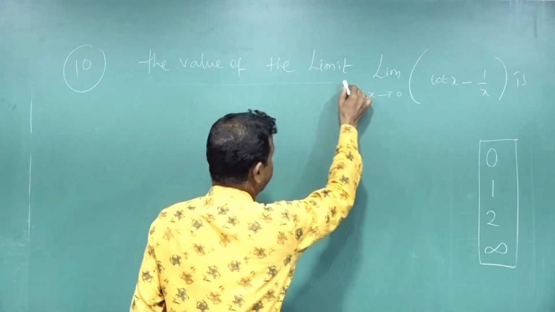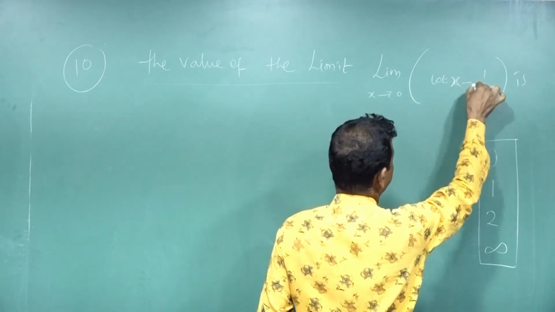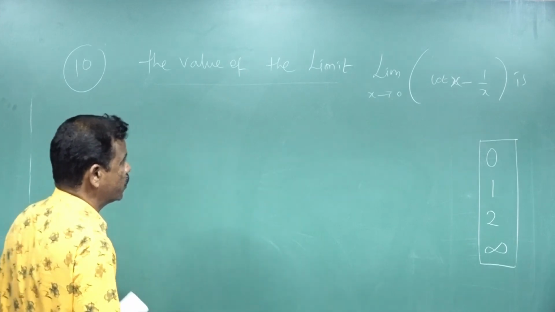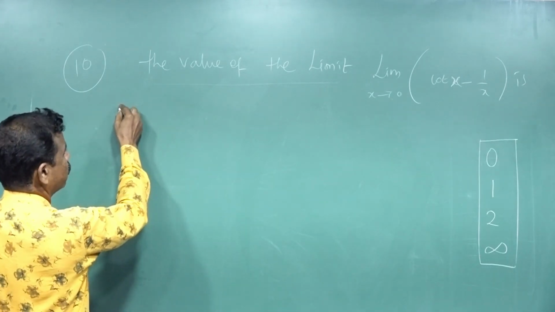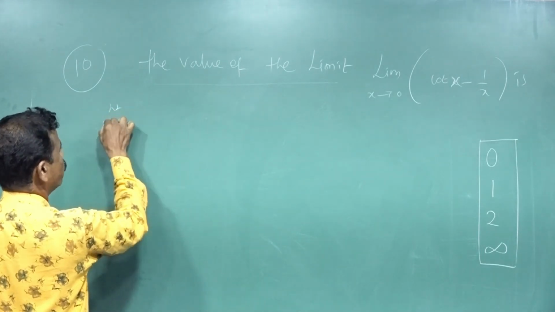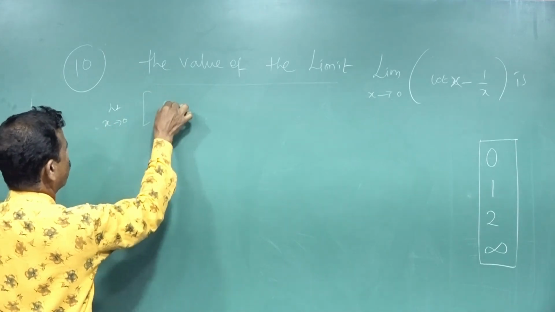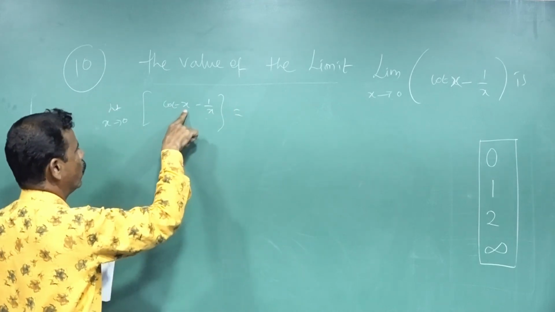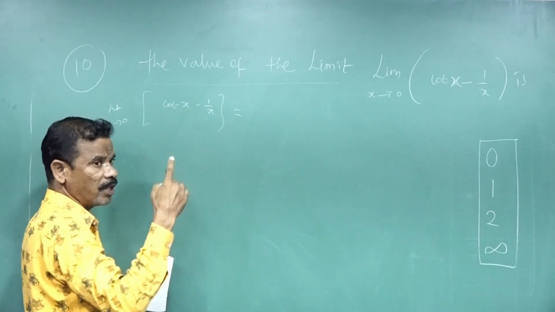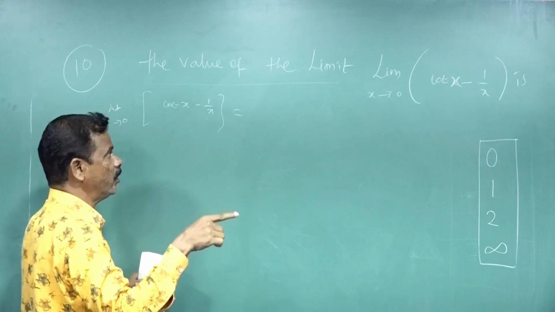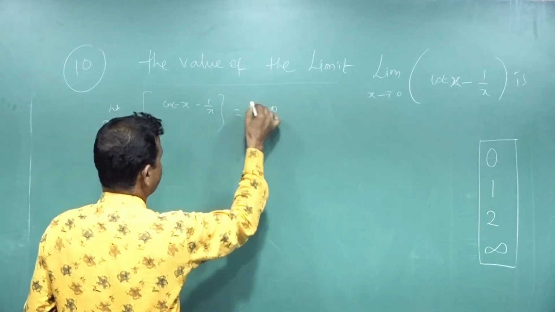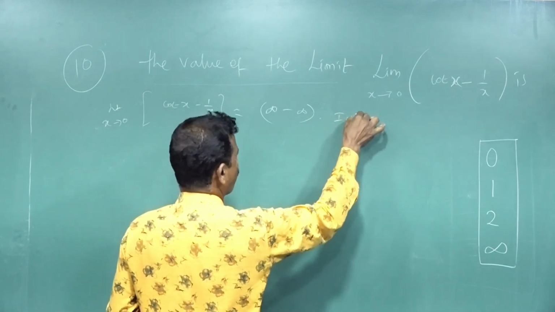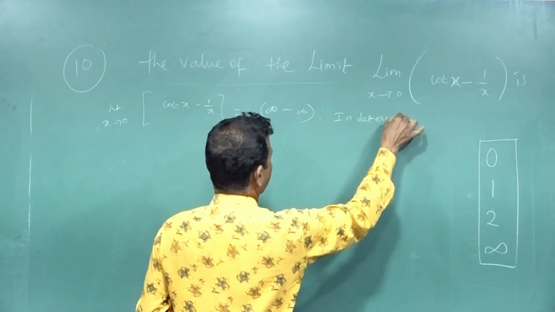Tenth problem. The value of the limit as x tends to 0 of cot x minus 1 by x is. Four options are given. So what is the value? Given the limit as x tends to 0 of cot x minus 1 by x. Substituting x as 0, cot 0 means cos 0 by sin 0, which is 1 by 0, infinity. Here 1 by 0 is also infinity. So it is an indeterminate form.